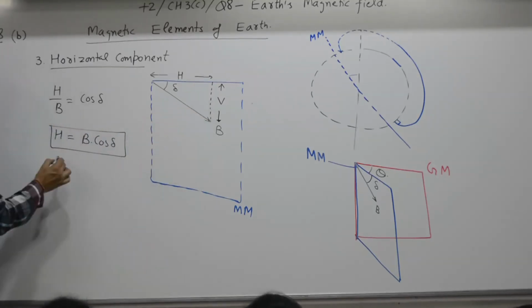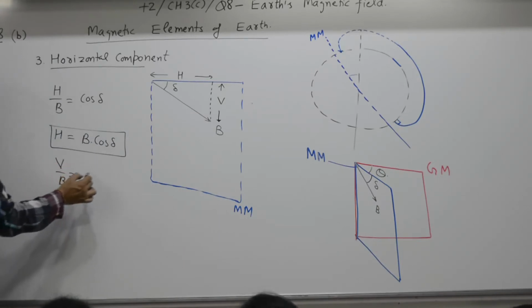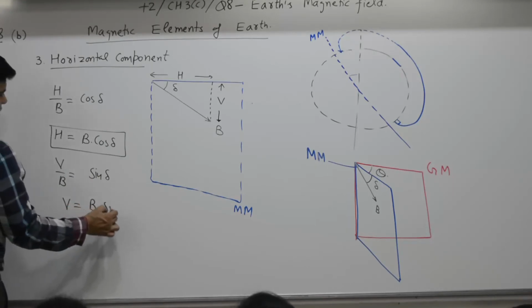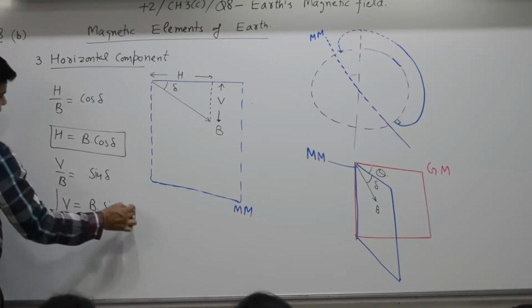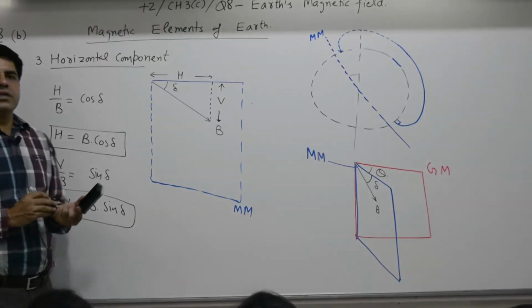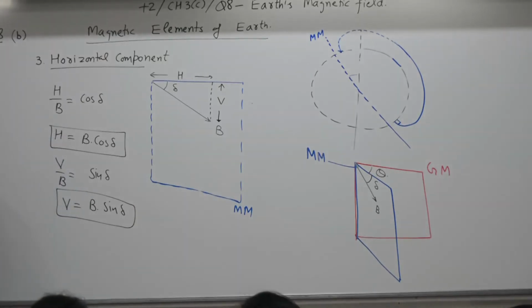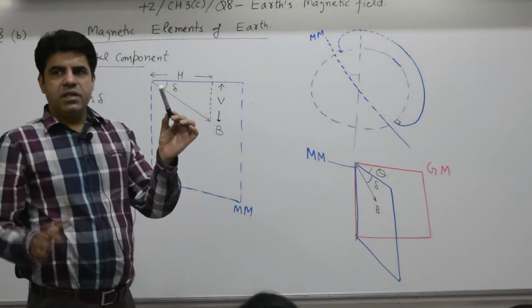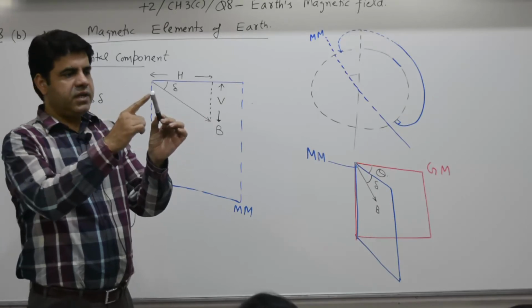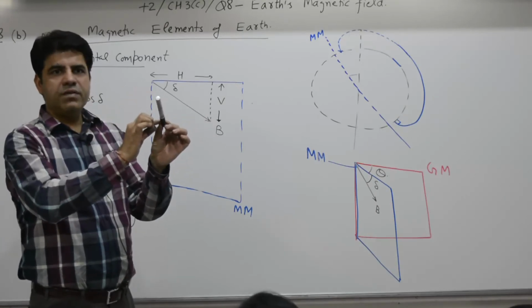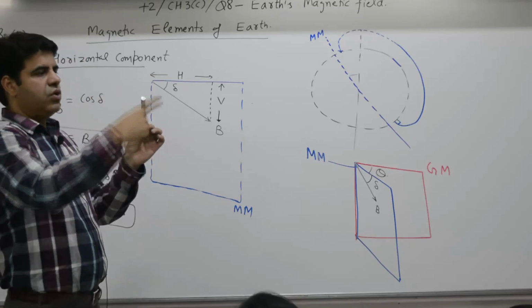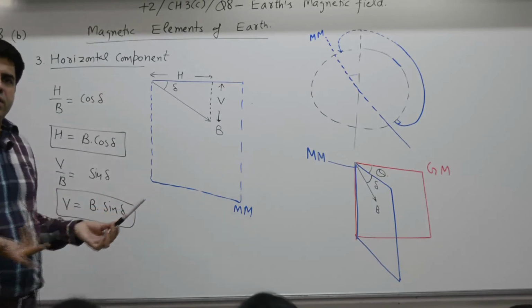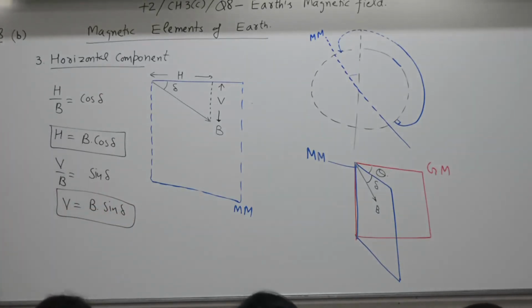V by B is equal to sine delta. V is equal to B sine delta, the vertical component of Earth's field. We need it in chapter number 4 also, horizontal component and vertical component. Repeat. The conclusion of the article is, in this room, the magnetic field is inclined at some angle with the horizontal, say 30 degree. You can find its horizontal component and vertical component. That's all. Time with you is 2 minutes to write the horizontal component.